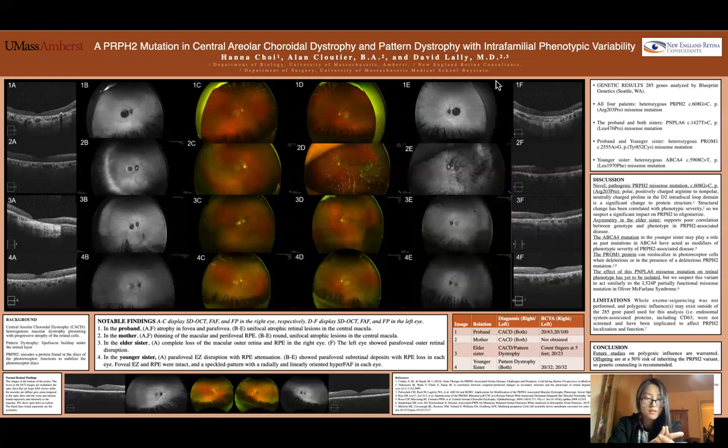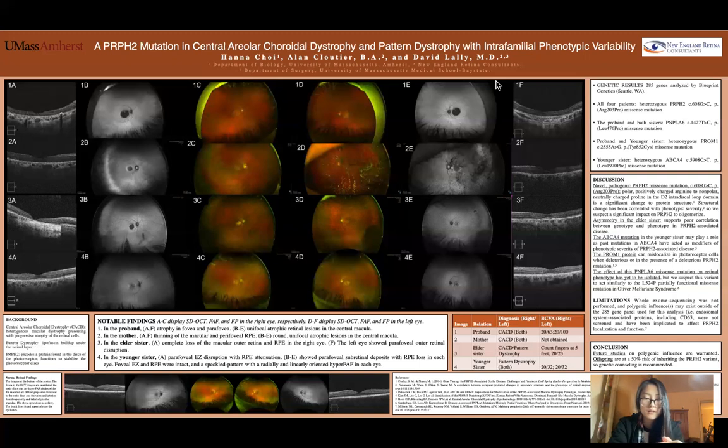So to discuss the patients, the proband initially came in to our clinic earlier last year, complaining of lowered visual acuity in her left eye, and we found unifocal atrophic lesions in both eyes. You can see that in figures 1b through E with large dots in the macula.